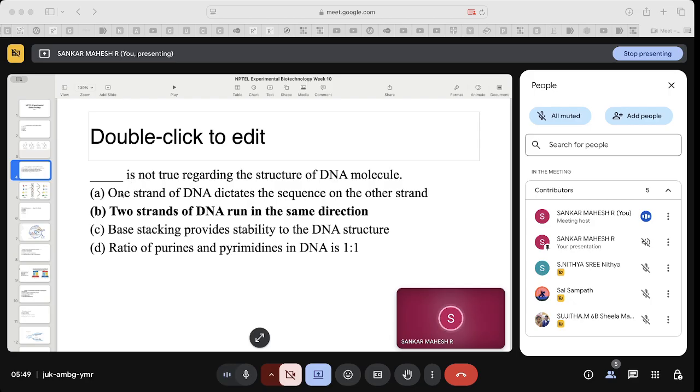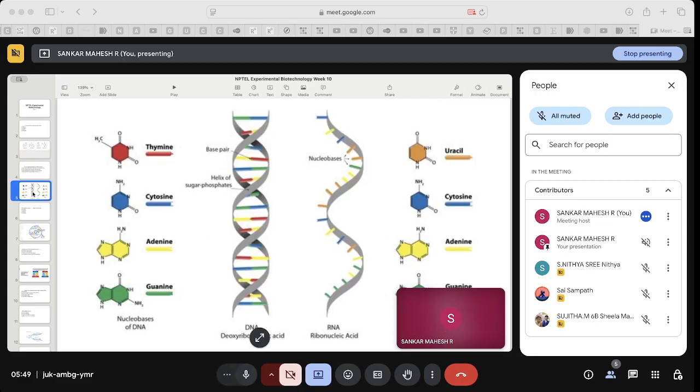And finally, the last option is: one strand of DNA dictates the sequence on the other strand. This is again because you have base pairing complementarity, and adenine can base pair with thymine only. So if you have adenine in a particular position on one sequence, on the other sequence you'll have thymine. So if you know the sequence from one orientation, you'll be able to tell the sequence of the other orientation based on base pair complementarity. That's what this option refers to. Fine.